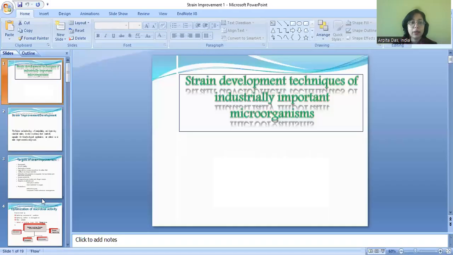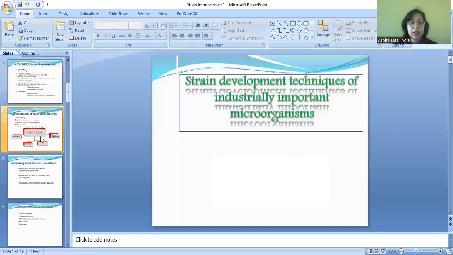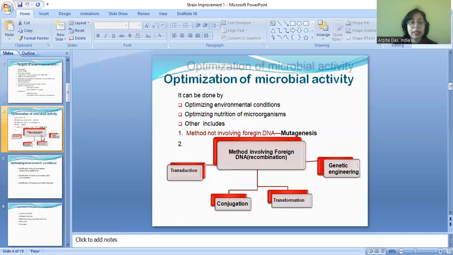We are in this slide where we are discussing about different methods in which we can improve strain. So some of them include foreign DNA, some of them do not include foreign DNA. So strain development can be divided in two categories. One category where we use foreign DNA and another category where we do not use foreign DNA.